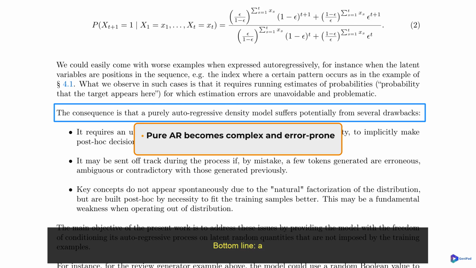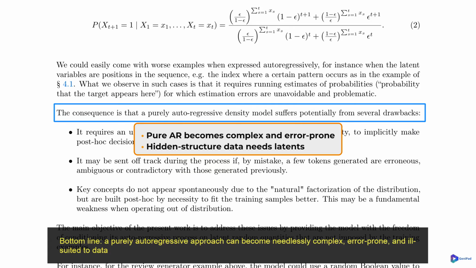Bottom line, a purely autoregressive approach can become needlessly complex, error-prone, and ill-suited to data whose natural description involves hidden structure.